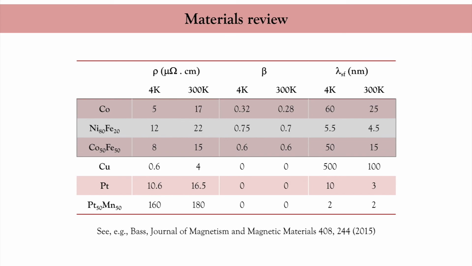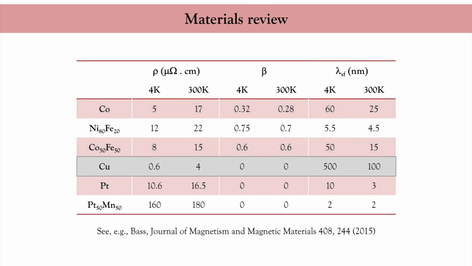They possess moderate resistivity and can display quite strong polarization, 60% for cobalt iron and 70% in the case of permalloy. Their spin diffusion length at room temperature is between 5 nanometers for permalloy and 25 nanometers for cobalt. So permalloy and cobalt iron are actually pretty popular spin polarizers due to their strong polarization and fairly short spin diffusion length.